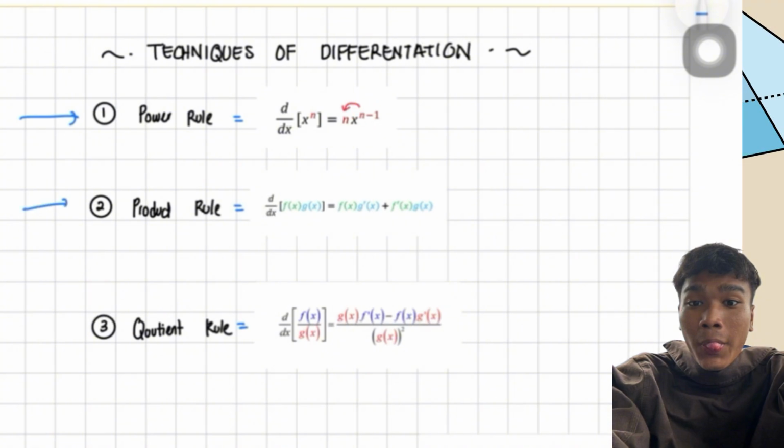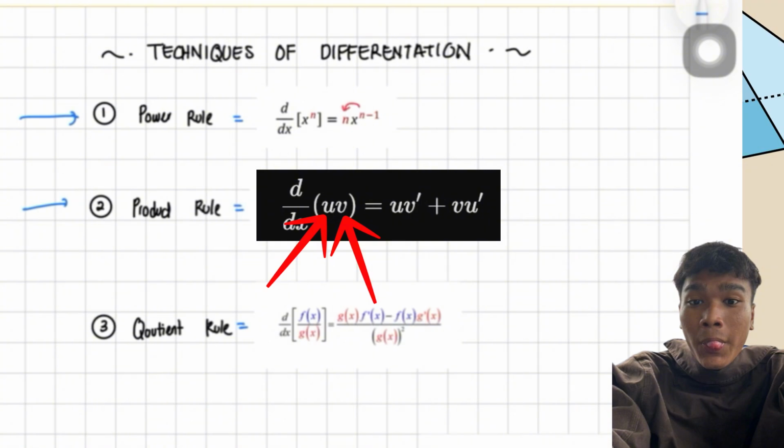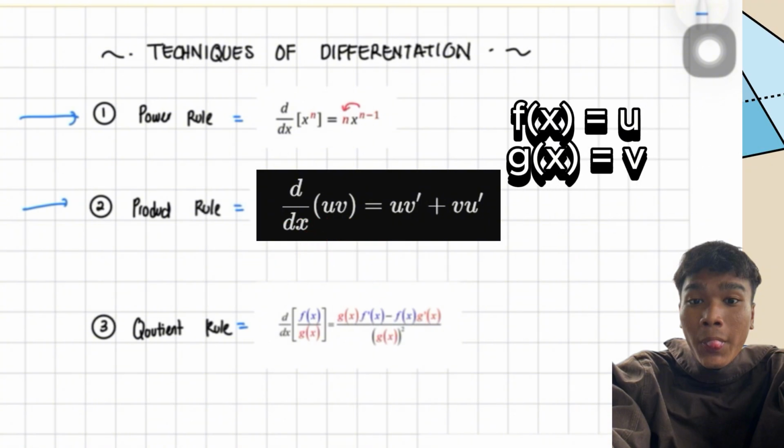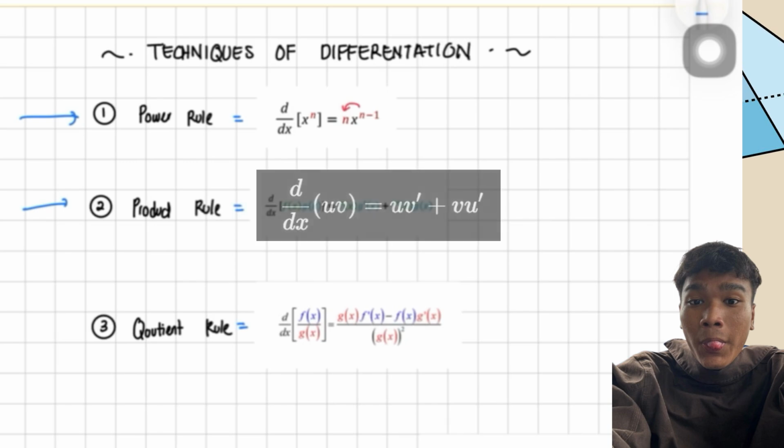The second one is the product rule. The product rule is applied when differentiating the product of two functions, which are f(x) and g(x). The rule states that the derivative is equal to the first function multiplied by the derivative of the second function, plus the derivative of the first function multiplied by the second function.